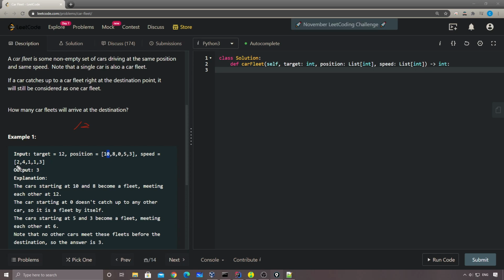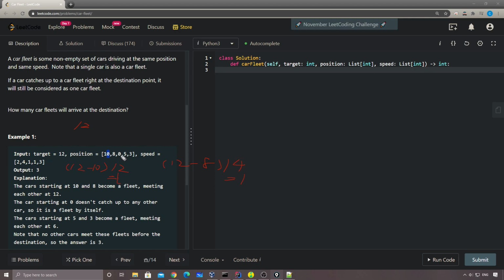With speed 2 here, the arrival time for car 1 will be 12 minus 10 divided by 2. That's the arrival time for the first car. And the arrival time for the second car is 12 minus 8 divided by its speed, which is 4. And this is 1, this is also 1. That's why they can form one fleet, because they reach the target at the same time, or equal or before the target. They'll all be considered as one fleet.